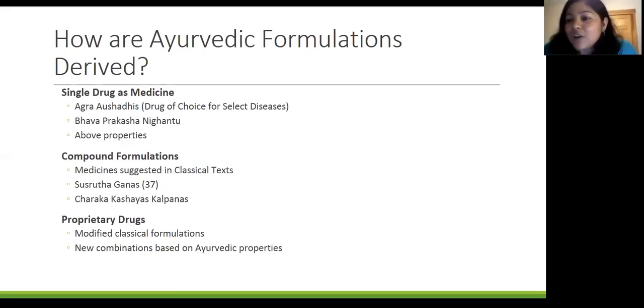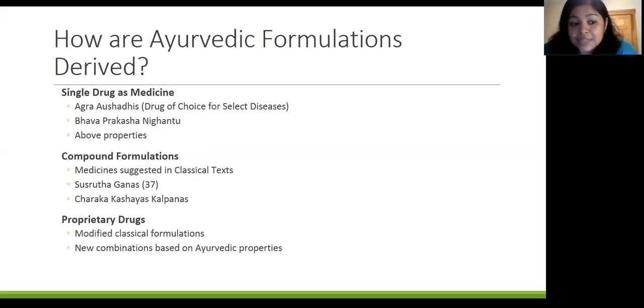Like that, they have a long list of different conditions or different diseases, and which is the drug of choice for that. Okay, Bhavprakash Nighantu is the text I told you is the reference for all of this information that was there in the earlier slides. And again, he's given us all of this information about the single herbs, and all the different properties.